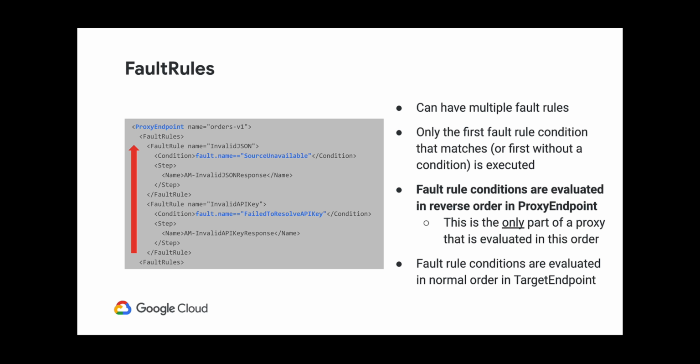You can have multiple fault rules defined within a proxy endpoint or target endpoint, and only the first fault rule condition that matches, or the first one without a condition, is executed. A critical point to remember here is that the fault rule conditions are evaluated in reverse order in the proxy endpoint, which is unique within Apigee. In the target endpoint, they're evaluated in normal order.